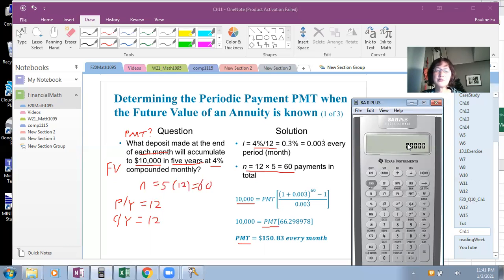And also make sure your calculator is at the end mode. Now, set up PY and CY. Second, PY 12, enter. Down arrow key, CY 12, enter. Second, quit.